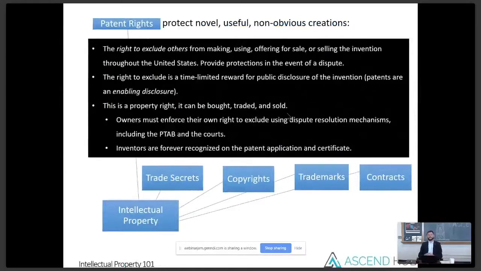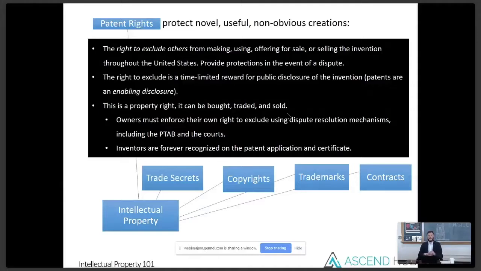So patent rights are a form of intellectual property that are used to protect novel, useful, and non-obvious creations. So this is, again, a right to exclude others from making, using, offering for sale, or selling an invention throughout the United States or a territory that is registered with the WIPO. We'll talk through that later. These patents provide protection in the event of a dispute. So what we're talking about here is a monopoly.